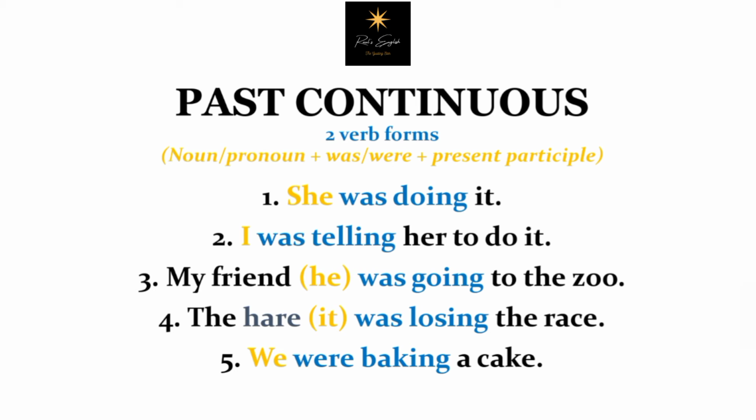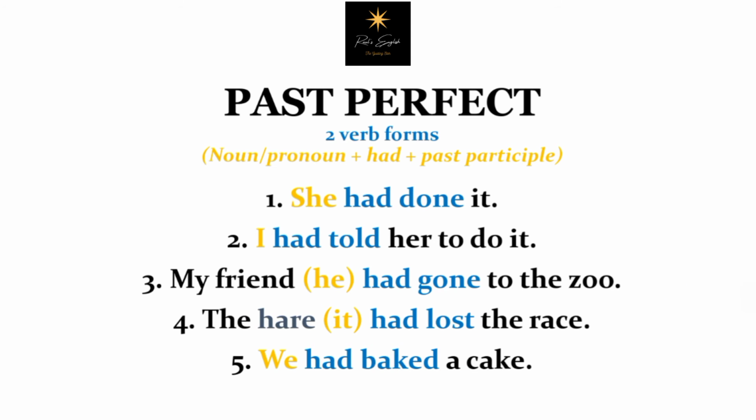Now we shall see the past perfect. Again, two verb forms. Noun, pronoun, had, and past participle. She had done it. I had told her to do it. My friend had gone to the zoo. She had gone to the zoo. He had gone to the zoo. The hare had lost the race. We had baked a cake.